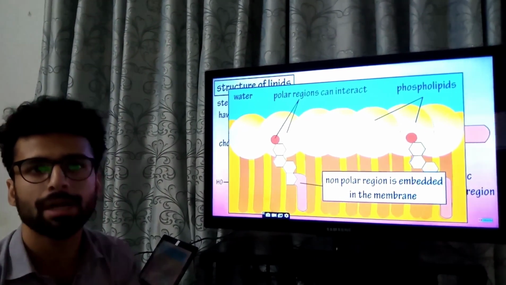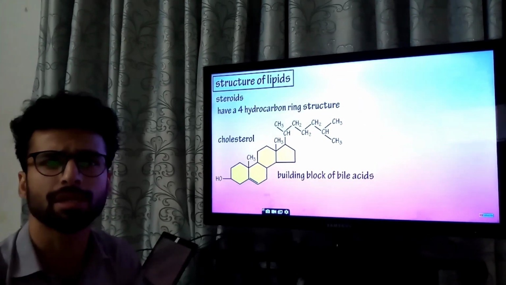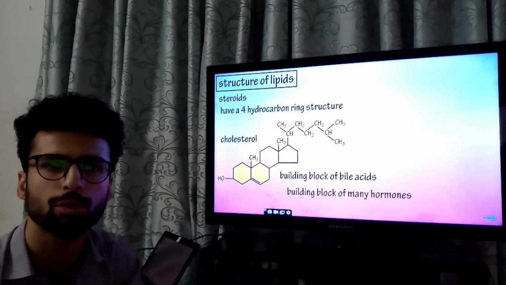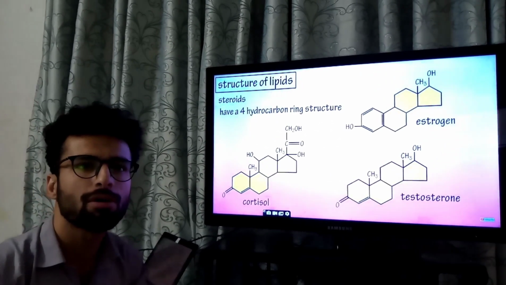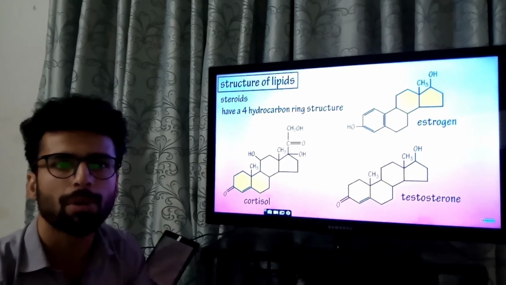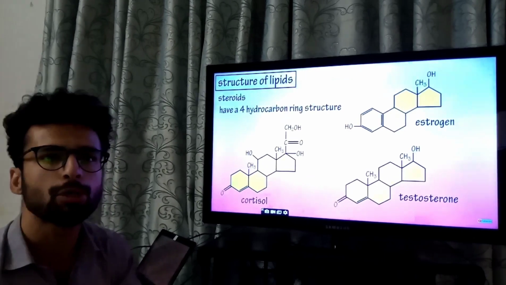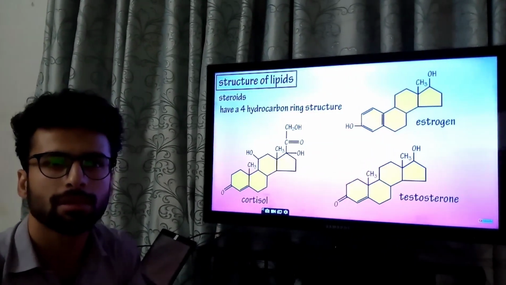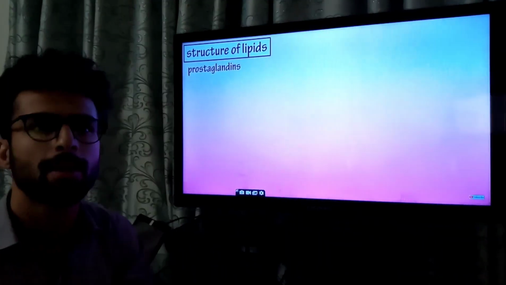Cholesterol is also an important building block of the bile acids, which are key in breaking down fat molecules in the body, and of many hormones, which are signaling molecules the body releases. Cortisol, estrogen and testosterone are also important steroid compounds. You can see that each of these molecules differs slightly based on their side chains only, but they all have four hydrocarbon rings as the foundation of their molecules.